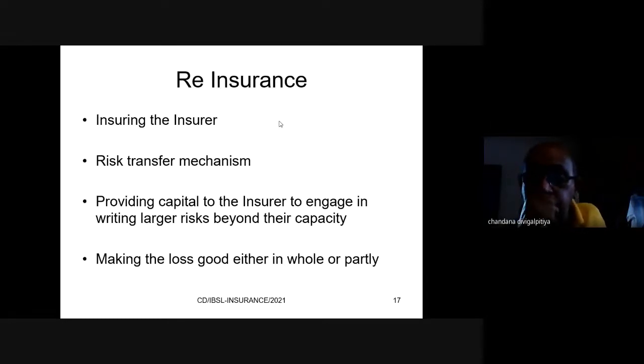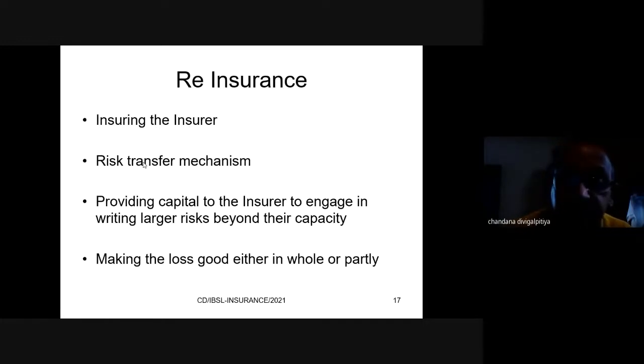Right. The next area is reinsurance. Reinsurance is another area of insurance. Now, the word re means once again. This is insuring the insurer. In insurance, when you insure your life or motor, that's called insurance. When the insurance company buys insurance, that's called reinsurance. You insure the insurer, that's possible.